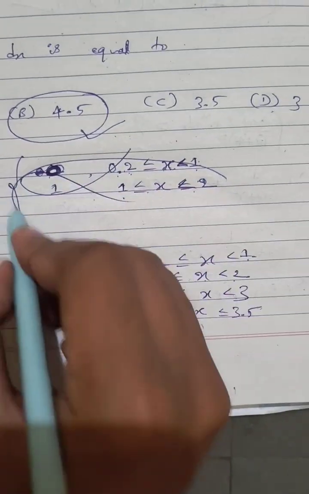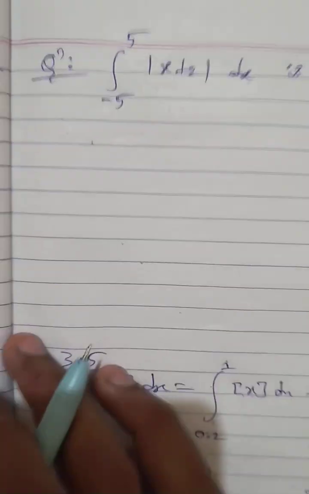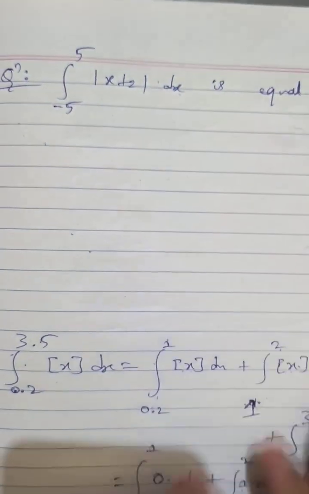Sorry for the inconvenience here. Is it clear, student? Now come to the next question. So the next question is this one. I'll copy this question onto the next page.